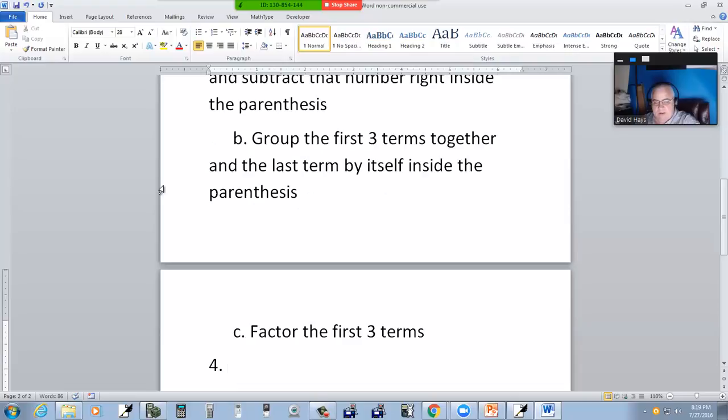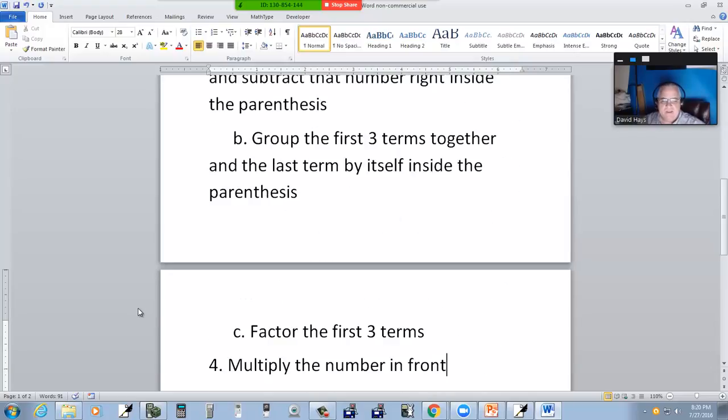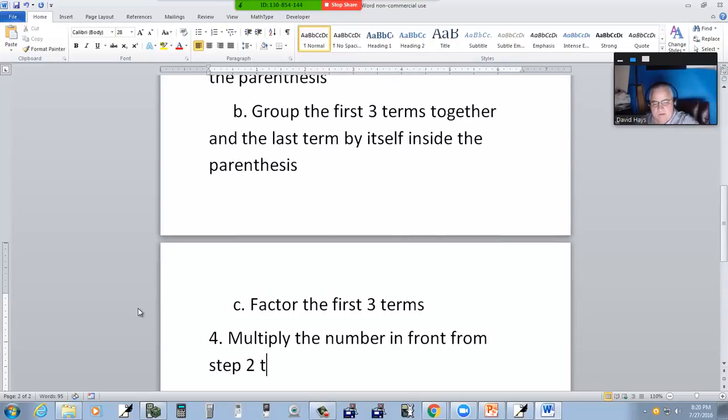Step 4 is to multiply the number in front. Actually, that's the number we factored out in step 2. Multiply the number in front from step 2 by both groups.